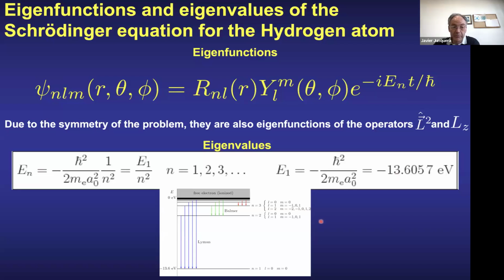Another thing that we can get from the quantization of the energies is the possible transitions between different energy levels in the hydrogen atom. Here there are different families depending on the origin of the initial state and the final state. If the transition is from an excited state with n different from 1 to n equal 1, we have the Lyman series. If the transition is to the n equal 2 state, we have the Balmer series, and so forth.